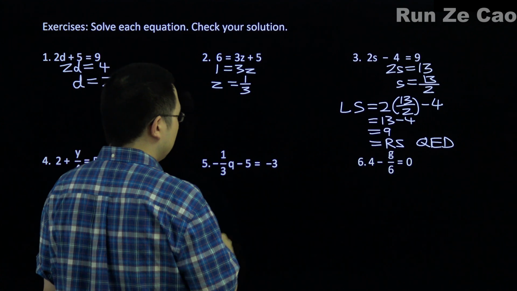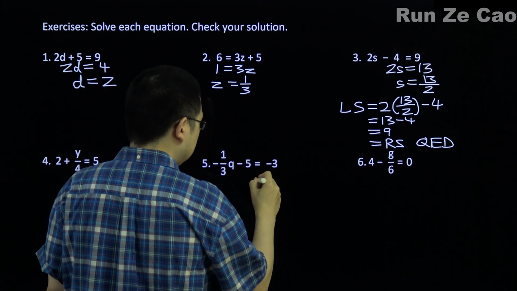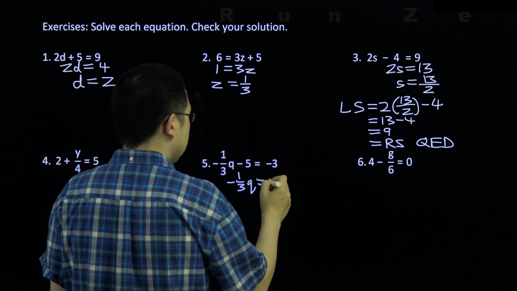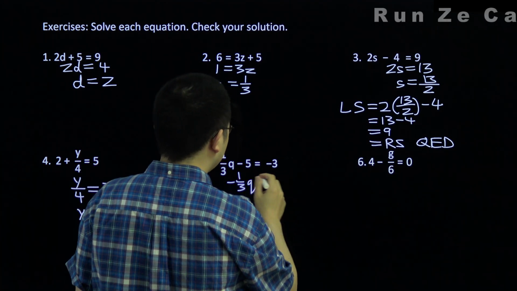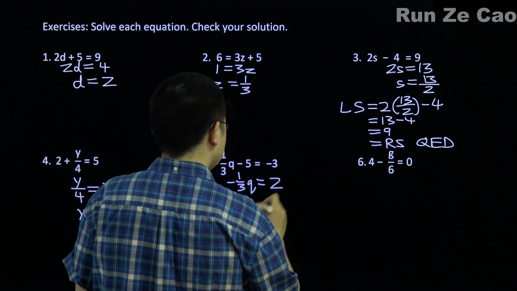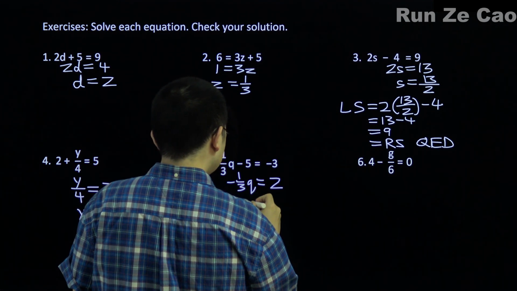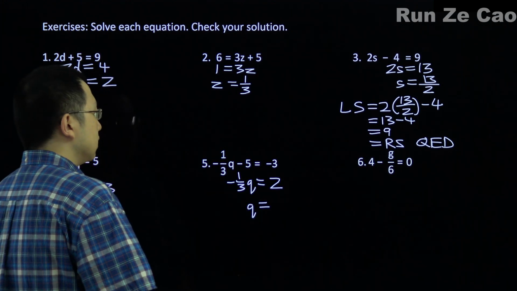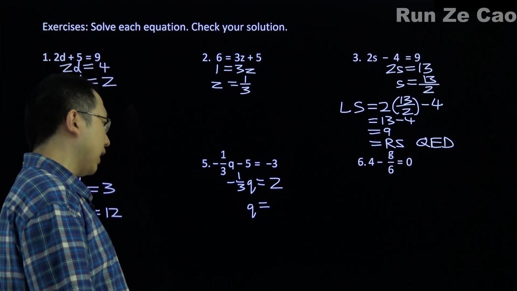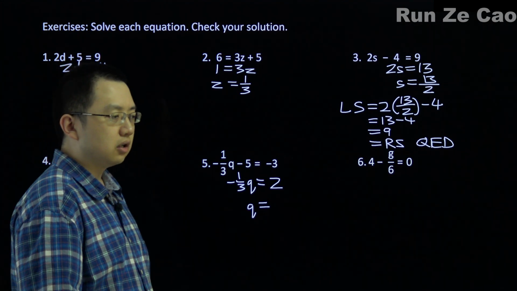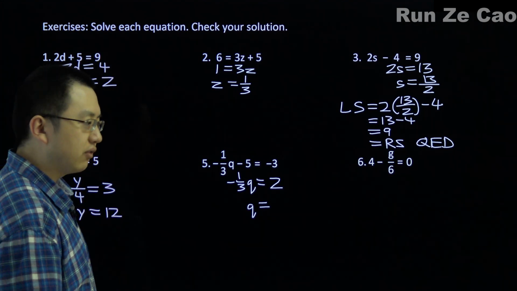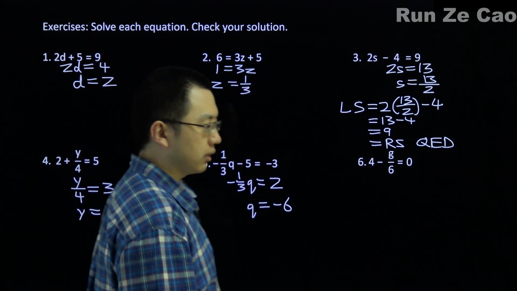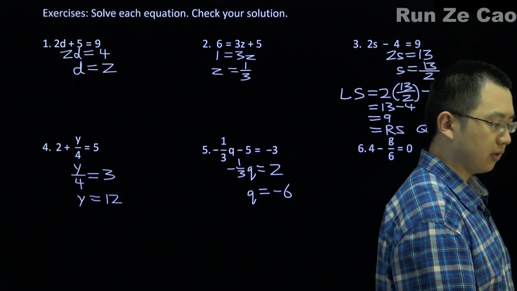Negative 1/3 q minus 5 equals negative 3. Well, that's negative 1/3 q is equal to negative 3 plus 5, which is 2. Now, q is just, you can say divide by negative 1/3, but we all kind of know that just means multiply by negative 3, so negative 6. Because 2 times negative 3 equals negative 6.